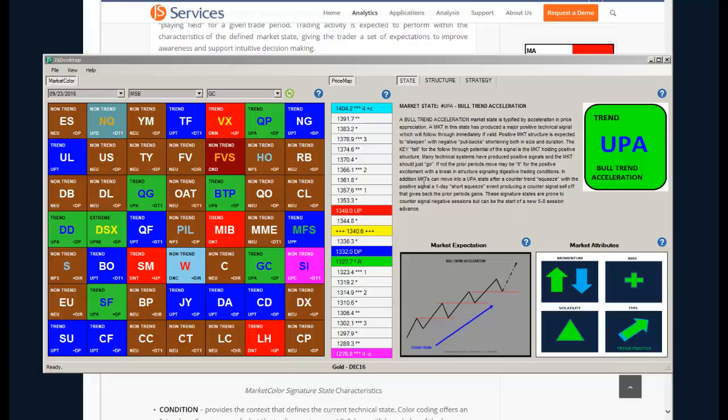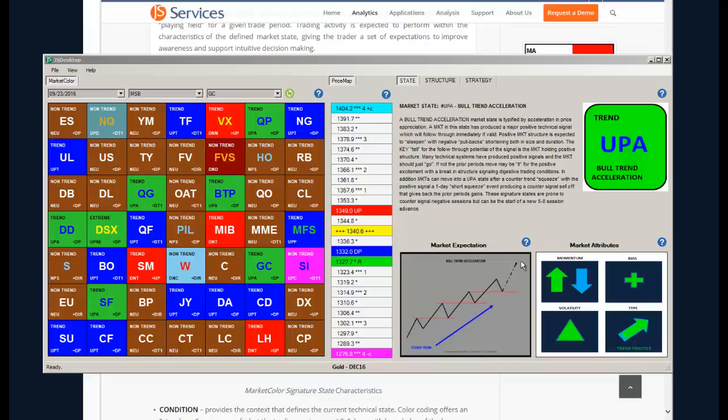Bull trend, you'd anticipate a market that's building positive price structure, higher highs, higher lows in an aggressive fashion. The condition also goes over the tells that say this market might be transitioning and is no longer in a bull trend acceleration. We can use the market expectation as a nice visual. This is what a bull trend acceleration looks like.